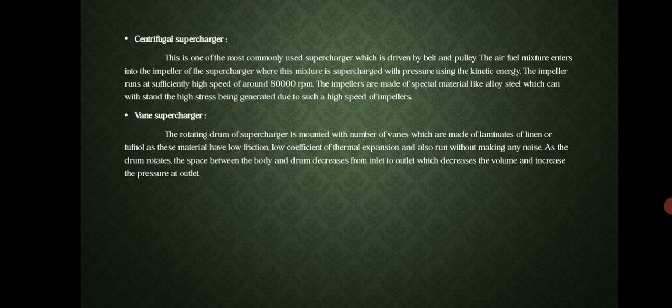Vane supercharger. The rotating drum of the supercharger is mounted with a number of vanes, which are made of laminates of liner, as this material has low friction, a low coefficient of thermal expansion, and also runs without making any noise. As the drum rotates, the space between the body and the drum decreases from inlet to outlet, which decreases the volume and increases the pressure at the outlet.